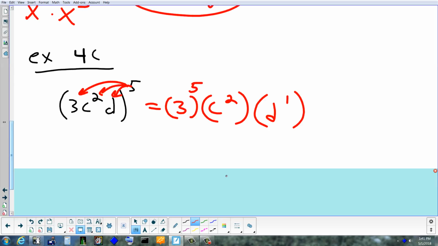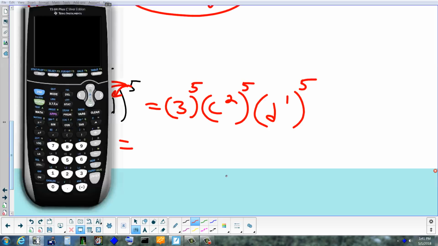3 to the 5th. What about c squared? What power? That would be to the 10th. Well, eventually, but right now we're just going to raise it to the 5th. D to the first, to the 5th.